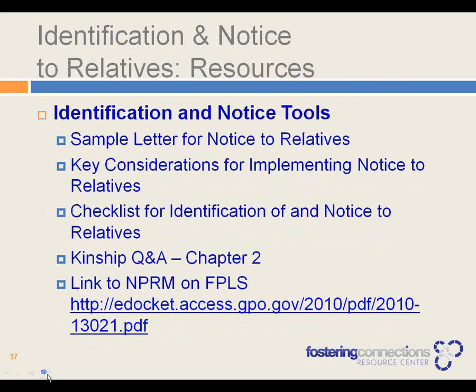Finally, as we look at resources with regard to identification and notice, I just wanted to flag a couple. Many of these are part of the Fostering Connections Kinship Toolkit that Beth mentioned earlier, and you can find them there: the sample letter for notice to relatives, a very helpful key considerations for implementing notice to relatives piece that was prepared by Generations United and the ABA Center for Children and the Law, as well as others, and another checklist, and again, a chapter in the Kinship Q&A that can be particularly helpful.